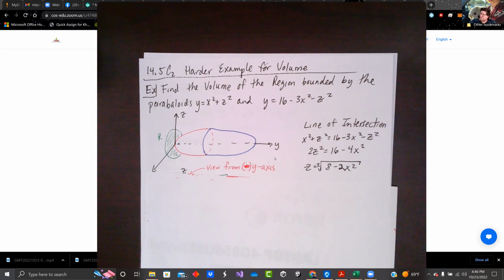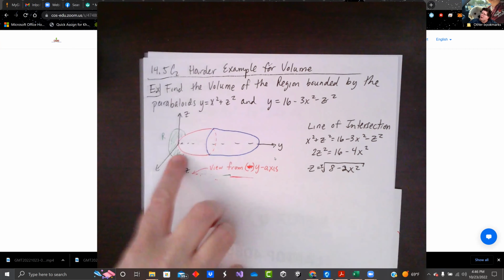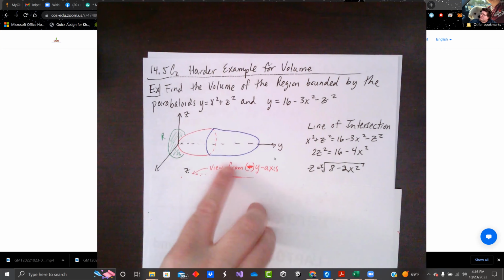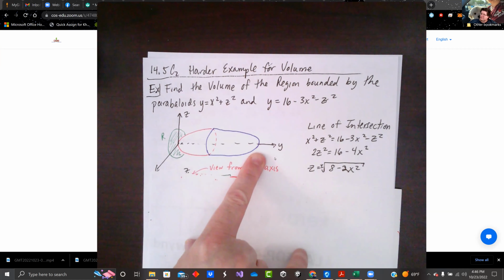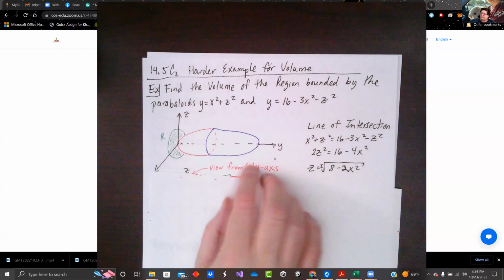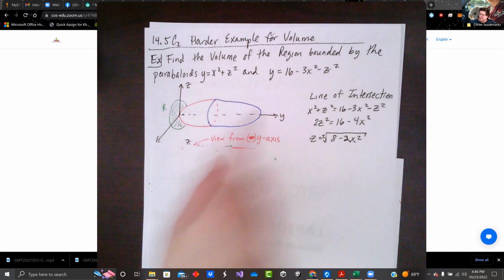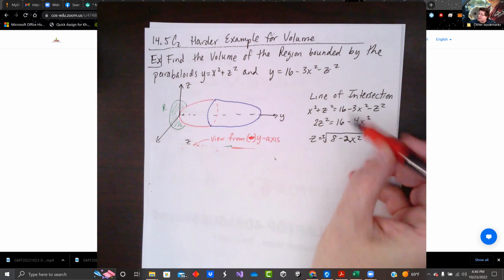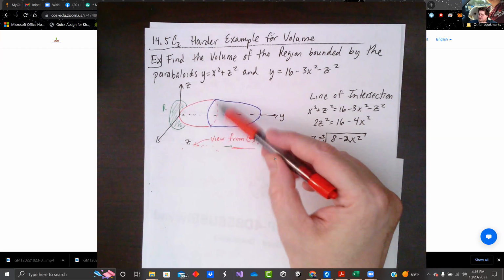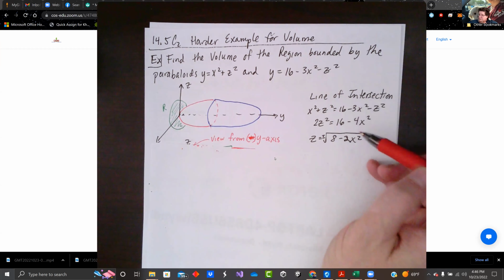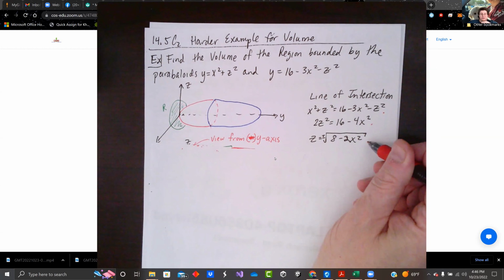So my first paraboloid, x squared plus z squared equals y, is in red, and it intersects here with our other paraboloid, which starts at 16 and opens to the left, 16 minus 3x squared minus z squared. So I found the line of intersection. We can see it's not dependent on y, since the y's are the same where they intersect. So we set them equal to each other and solve. We see that z equals plus or minus the square root of 8 minus 2x squared.